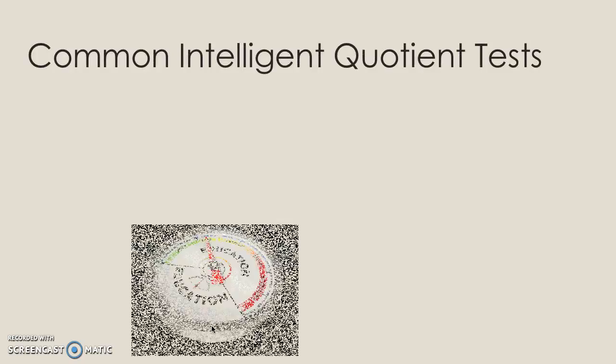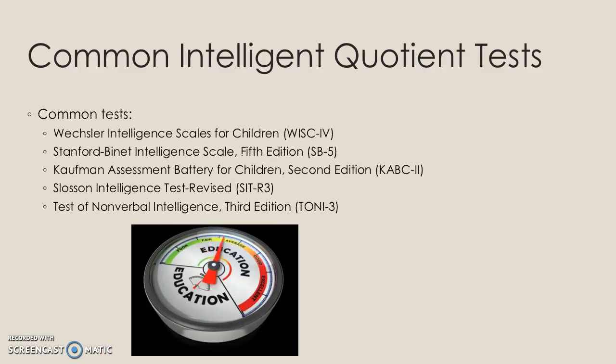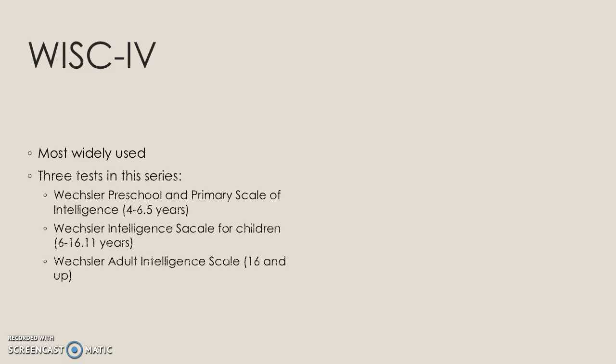Common intelligence quotient tests. Common tests include the Wechsler Intelligence Scales for Children, Stanford-Binet Intelligence Scales 5th edition, Kaufman Assessment Battery for Children 2nd edition, Slosson Intelligence Test Revised, and the Test of Nonverbal Intelligence 3rd edition. The WISC-5 is the most widely used.